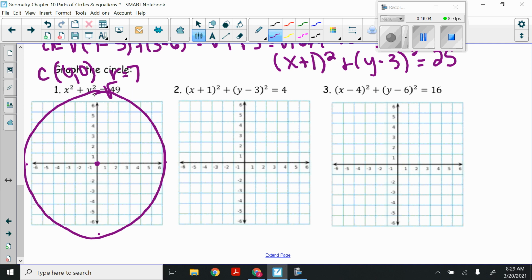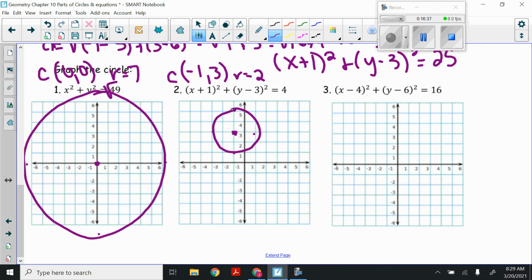So number 2, here, my center, x plus 1 quantity squared plus y minus 3 quantity squared. So my center is negative 1, 3. My radius, the square root of 4, is 2. So again, I plot my center first. So over negative 1, up 3. There's my center. Now from my center, in all 4 directions, I go out 2. So I would go up 2, left 2, down 2, right 2. Connect those.